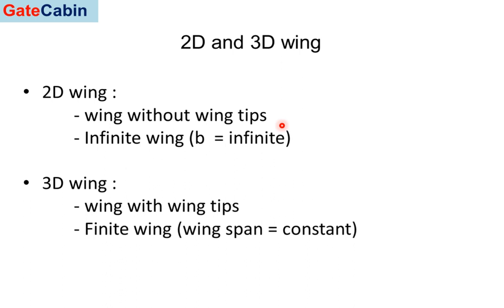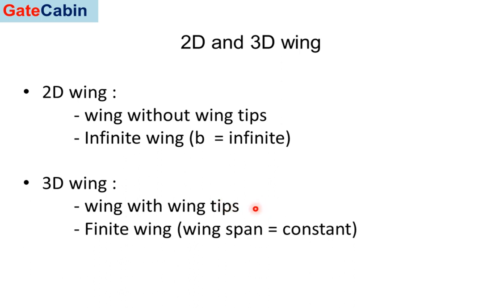So practically it is not possible for a wing to have an infinite length or an infinite span. But under laboratory conditions it is possible to actually represent this kind of a wing which has no tips. We'll discuss this. And 3D wing is basically a wing with wing tips, a real-life wing. Actually, when a wing flows in real life, there are changes in the behavior of the wing, which is also known as 3D effect.